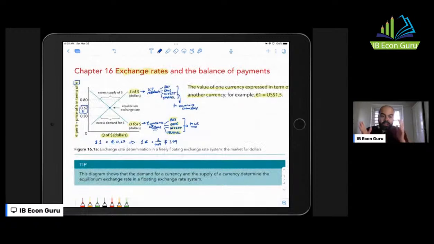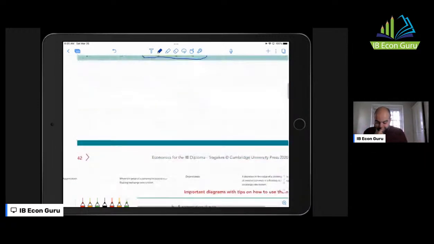Now, in a floating exchange rate system, the value of the currency is determined through the forces of demand and supply. The demand for a currency comes from foreigners who wish to buy, save, travel, invest in this other country. And the supply comes from the residents who wish to buy, save, travel, invest overseas. If you remember those four key terms, by the way, the rest of this unit becomes very easy. So that's a floating exchange rate system.